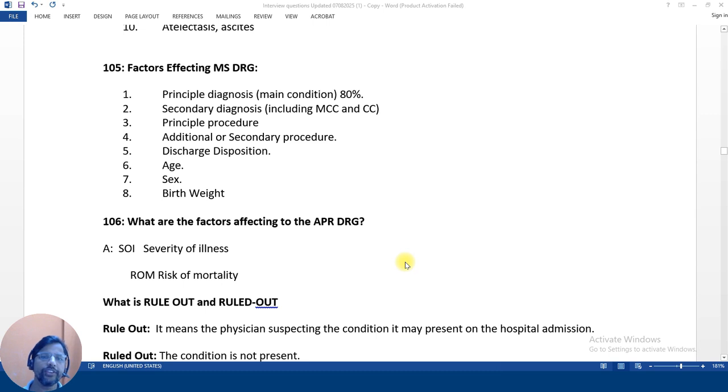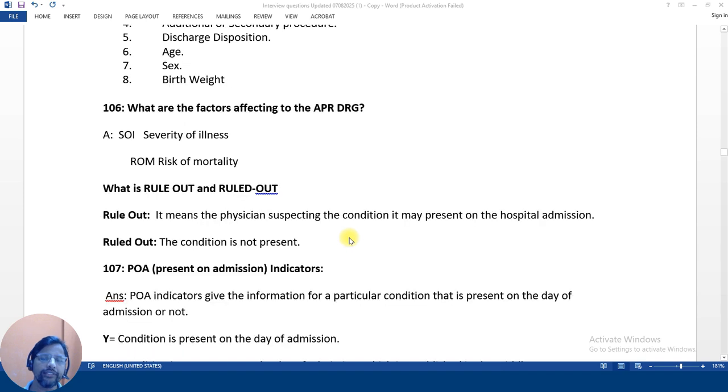Okay. Next question: what are the factors that affect MSDRG? As we have discussed previously, MSDRG is affected by the principal diagnosis, 80%. That is the reason in inpatient coding the principal diagnosis is the main condition which will affect most of the reimbursement. Okay. Then secondary diagnosis including MCC and CC, principal procedure, additional or secondary procedure, discharge disposition, age of the patient, sex of the patient, and birth weight. Okay, so these are the conditions that affect the MSDRG.